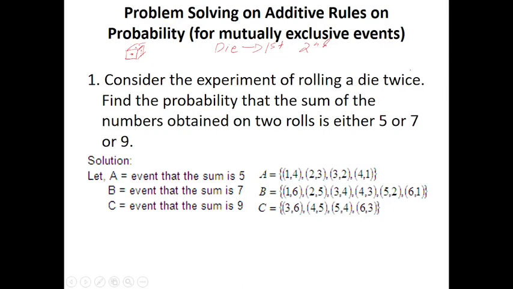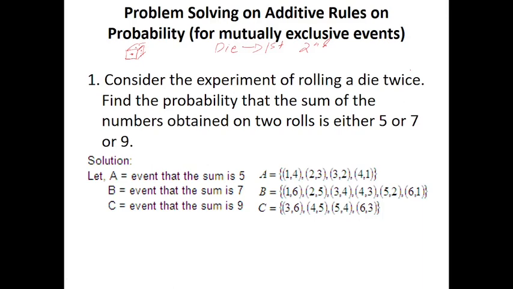Then sa C, 3, 6, 4, 5, 5, 4, 6, 3. 3 plus 6 is 9, 4 plus 5 is 9, 5 plus 4 is 9, 6 plus 3 is 9. First toss, second toss. Okay? And we count all the possibilities. 1, 2, 3, 4. So there are 4 possibilities. 4 possible outcomes for the event C. No? That the sum is 9.